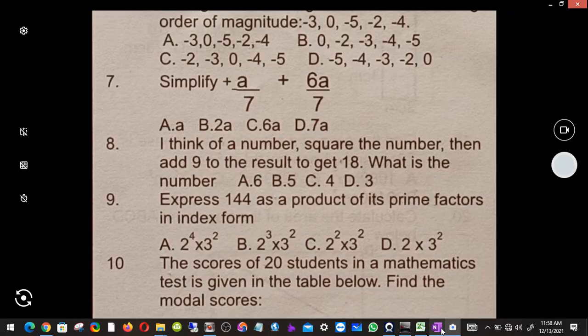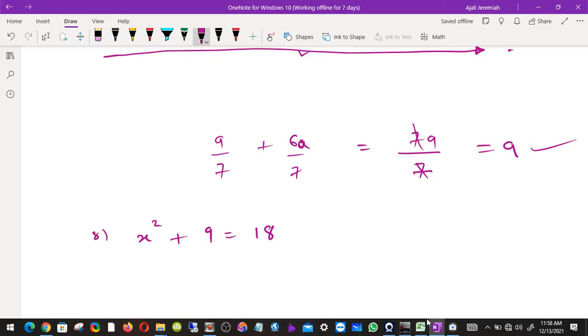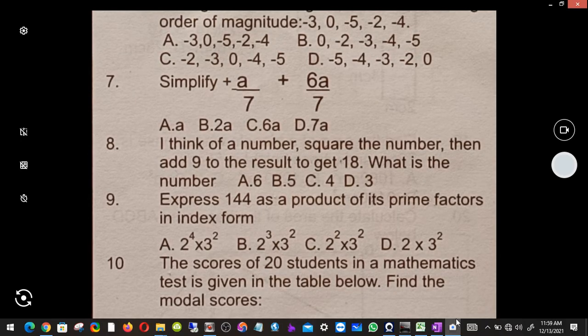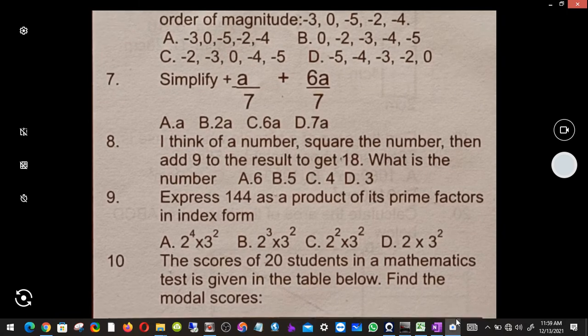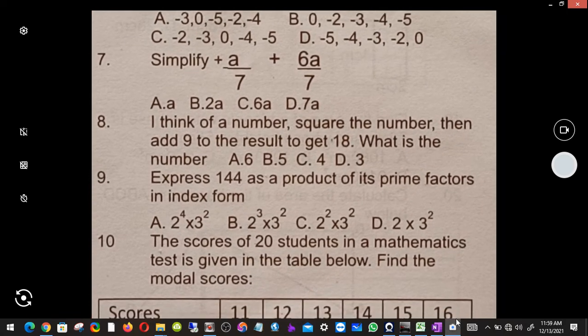Number 8. So it means x squared, take this over, becomes 18 minus 9. So x squared equals 9. Square root both sides. So s becomes the square root of 9. Don't forget square root comes with plus and minus. Yes. So s becomes plus or minus 3. Any of them is for s. In this case, they left it as 3. They didn't put the other minus. Is that okay? Yes, sir.